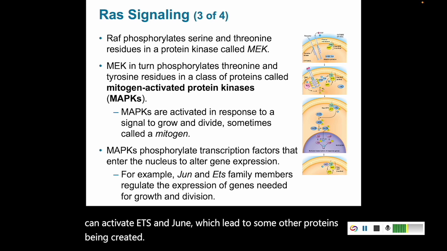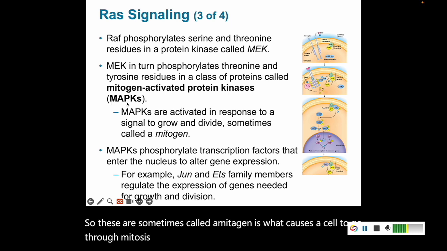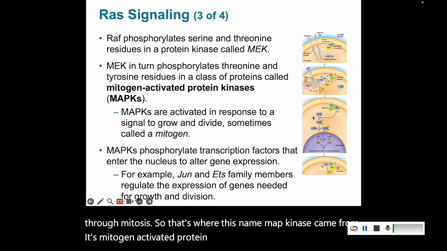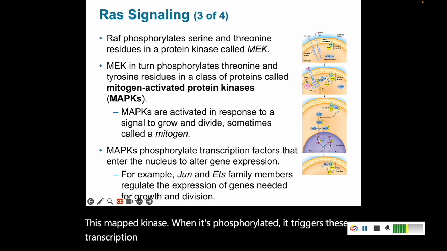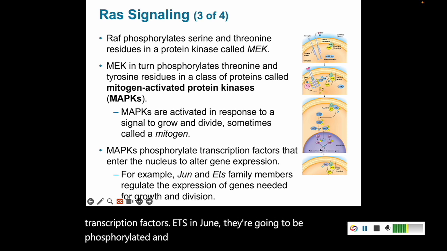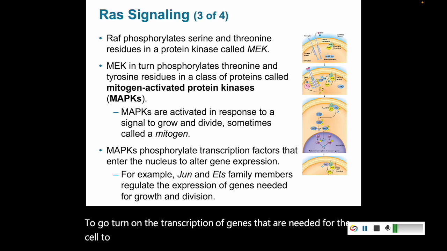So these are sometimes called, a mitogen is what causes a cell to go through mitosis. So that's where this name MAP kinase came from. It's mitogen activated protein kinases. This MAP kinase, when it's phosphorylated, it triggers these transcription factors, ETS and JUN. They're going to be phosphorylated and activated to go turn on the transcription of genes that are needed for the cell to grow and divide.